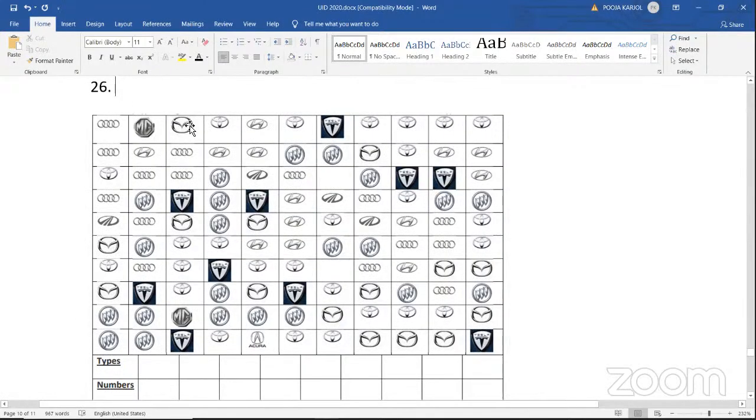Okay, next, Mazda. You see this one: 1, 2, 3, 4, 5, 6, 7, 8, 9, 10, 11, 12, 13, 14, 15. Let's count again: 1, 2, 3, 4, 5, 6, 7, 8, 9, 10, 11, 12, 13, 14, 15. Yes, Mazda is 15.